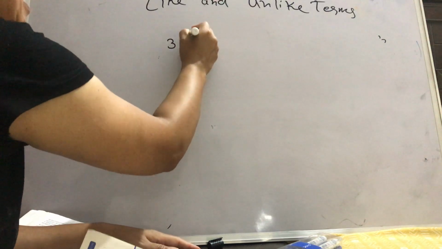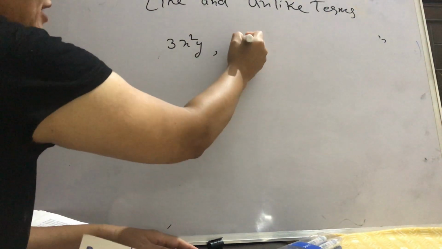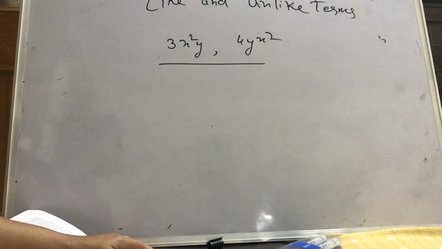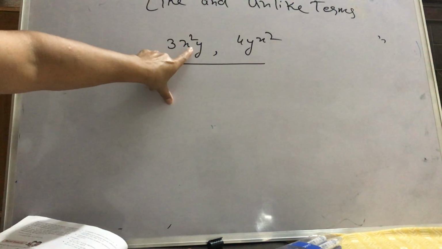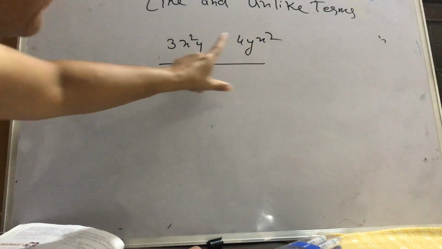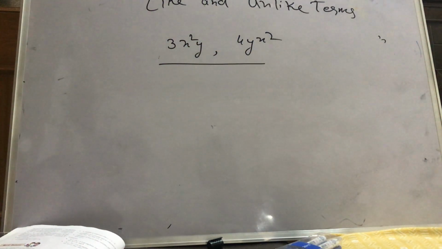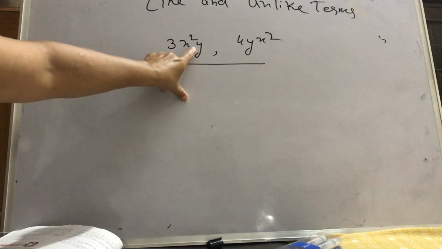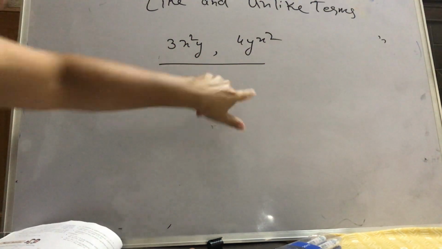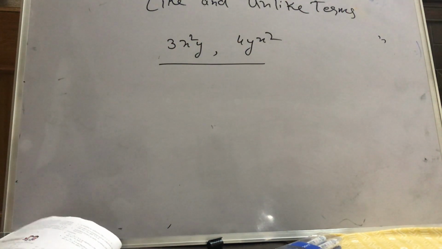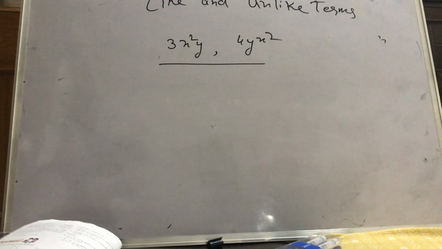As 3x square y and 4yx square. These are two like terms, because here the variables are x square y and here it is also x square y. X square y or yx square, that is one and the same thing. The powers should be the same, as the power of x here is 2 and the power of x here is also 2. Power of y is 1, power of y is 1. So these two will be called like terms. The numerical coefficient may be different, but the variable terms with the powers should be the same. Then they will be called like terms.